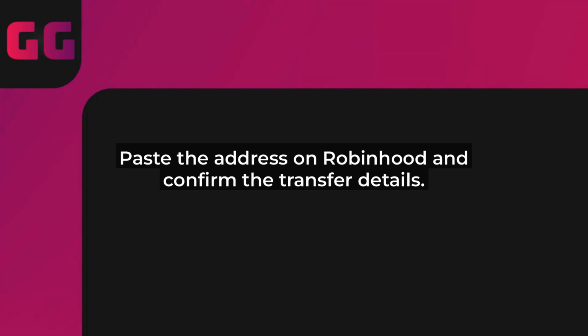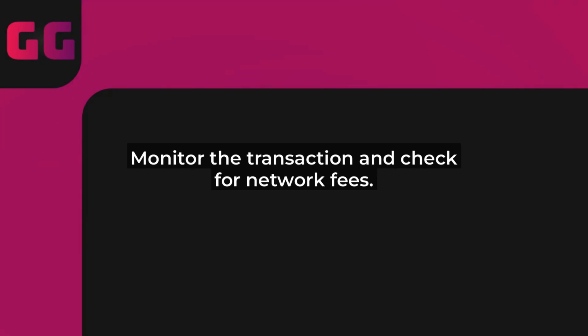Step 3. Back on Robinhood, paste the KuCoin address into the withdrawal form. Enter the amount of MATIC you want to transfer, review the transaction details, including any fees, and confirm. Fees can vary, so keep an eye on them to avoid surprises.